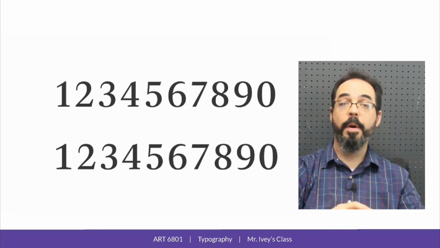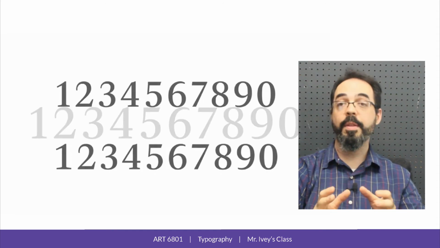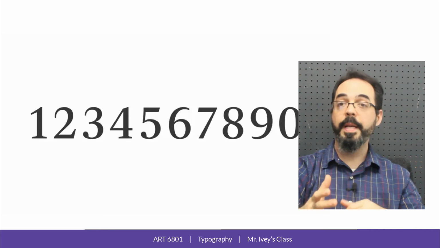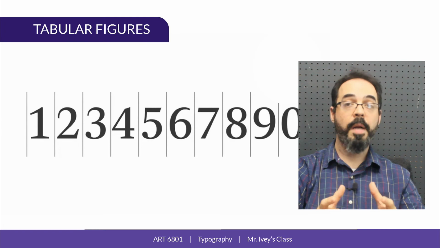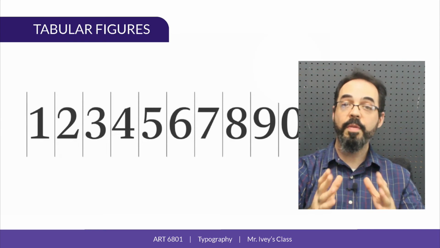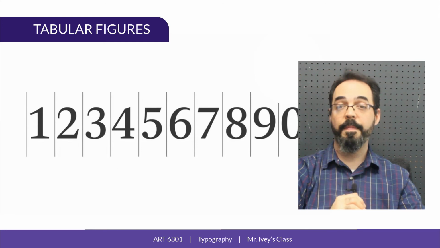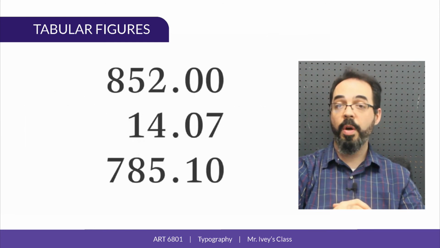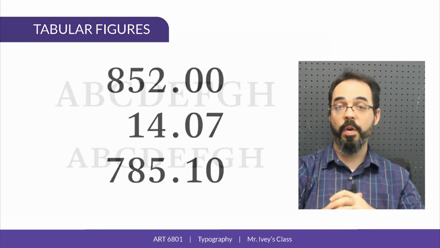Figures often come in both proportional and tabular versions. Proportional figures are spaced like any other character, but some characters take up more space than others. By contrast, tabular figures are monospaced. This means each of their figures takes up the same horizontal space as the next. Tabular figures are useful in charts and mathematical equations where you need the figures to line up vertically.